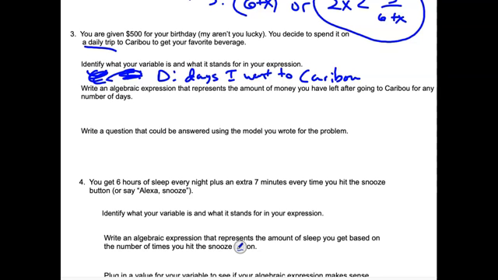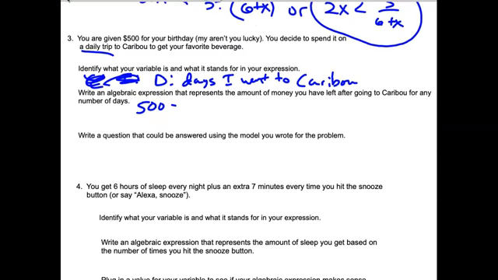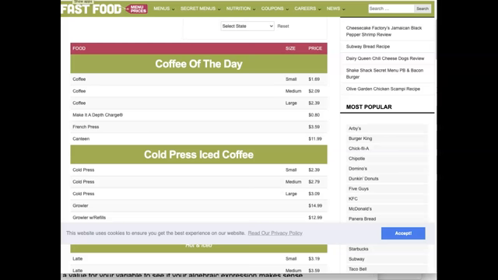Okay, write an algebraic expression that represents the amount of money I have left after going to Caribou for any number of days. Well, I had 500, and it's going to go down, right? So I'm going to have 500, and I'm going to lose some. But what am I going to lose? Well, I don't know, because I don't go to Caribou, so I don't know what it costs. But maybe you do, and you have a number in mind. Or maybe you know how to look things up. You do a little Googling and you're like, hey, Caribou prices. And then here you go, and you can scroll down and find your favorite drink.